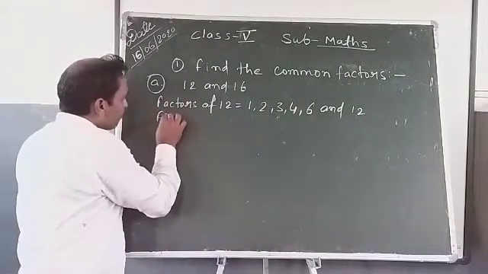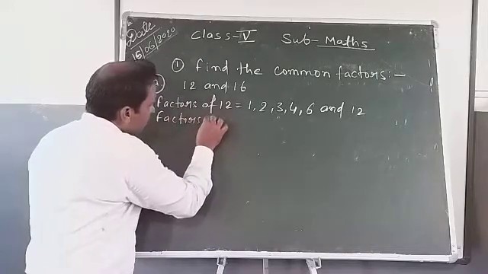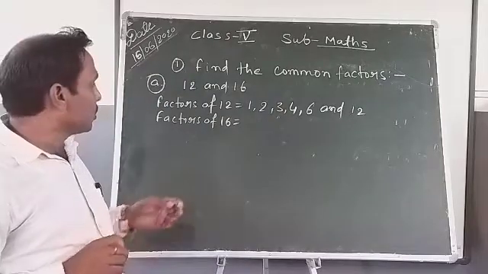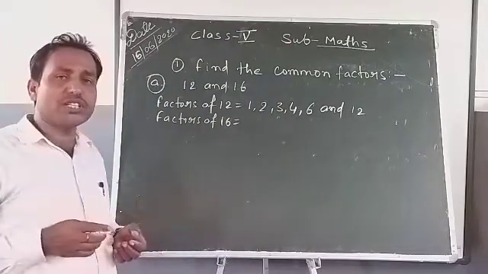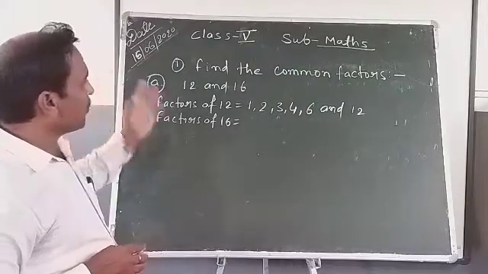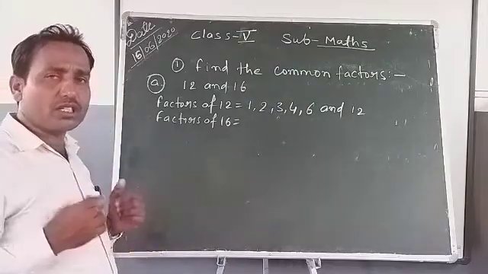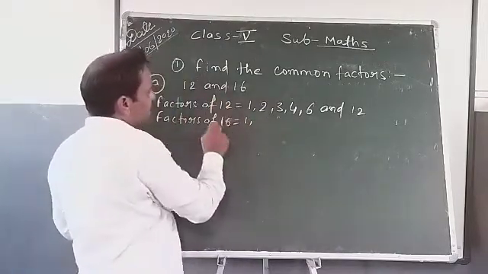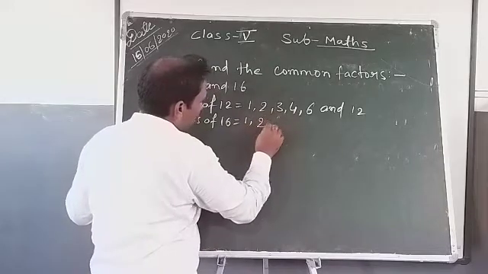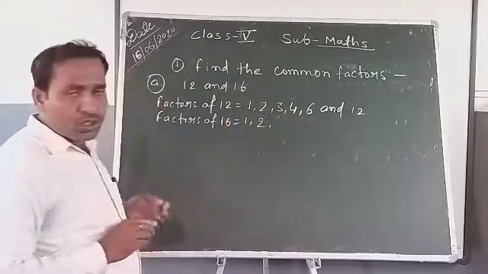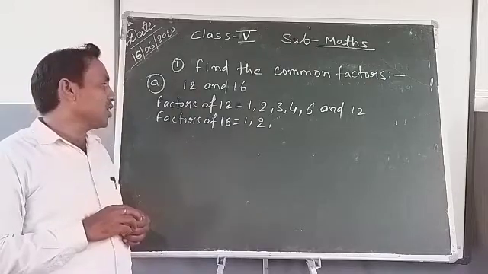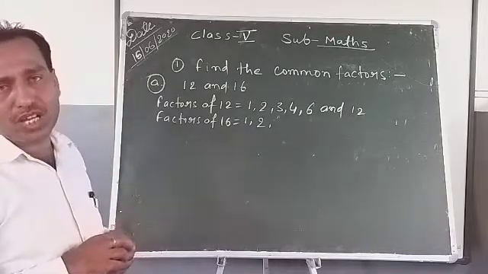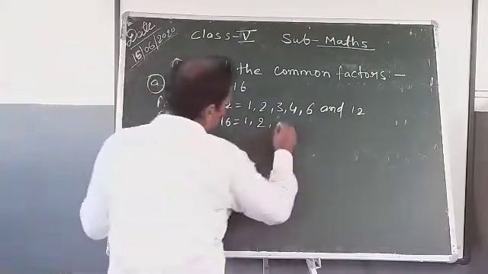Second, factors of 16. Again you write the factors of 16. You know 1 divides every number, so when you find factors, you must write 1. So 1 again. After 1, 2: the table of 2 also gives 16, since 2 eights are 16. 3: 16 is not coming in the table of 3, so you don't write 3. Now try 4: 4 fours are 16, so write 4.